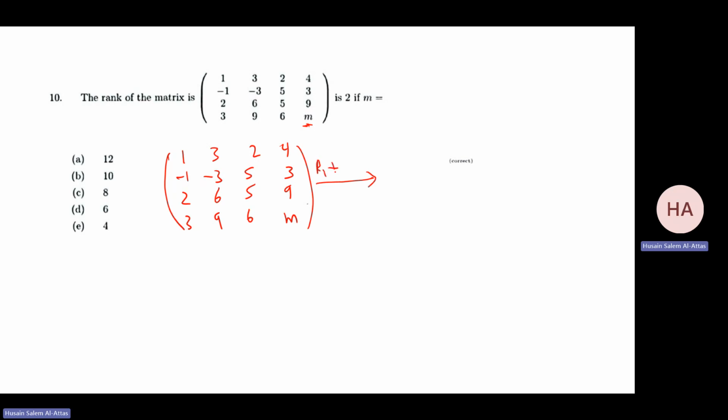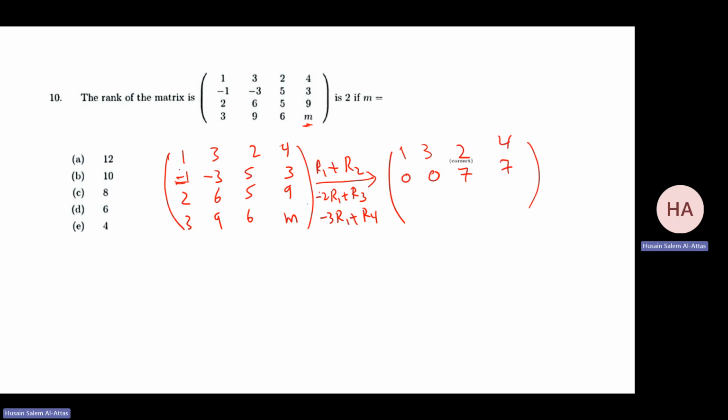Let me state the calculation. Multiply the first row by 1 and add it to the second row. This is minus 2 R1 plus R3, minus 3 R1 plus R4. Define the echelon form. Now multiply by 1 and add, that will be 0. By 1 and add, that will be 0. By 1 and add, that will be 7. By 1 and add, that will be 7.